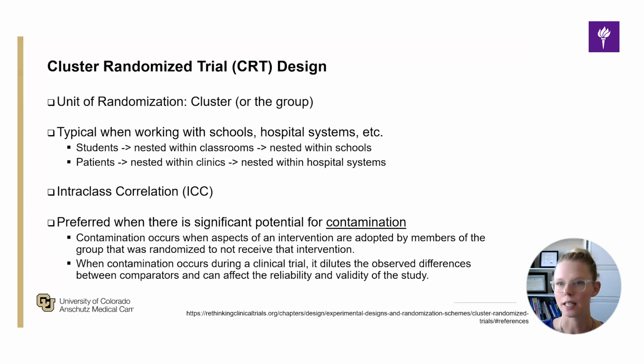And you have to account for that intra-class correlation when you're doing a power analysis, and also on the back end when you're analyzing the data from the trial. And I mentioned contamination. This can occur when aspects of an intervention are adopted by members of the group that was randomized to not receive that intervention. When this occurs in a clinical trial, it can dilute the observed differences between comparators, and it can affect the reliability and the validity of a study.